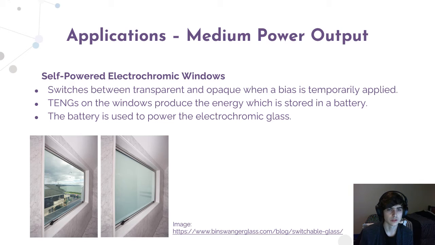Another potential application for TNGs is for self-powered electrochromic windows, also known as smart glass. These windows switch between an opaque state and a transparent state when a voltage is temporarily applied. In this case, the TNGs could be placed directly onto windows and generate power from the rain running down them. This energy could then be stored in a battery, which would then be used to switch the windows from transparent to opaque.